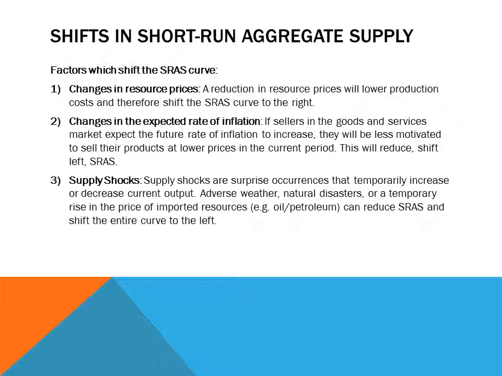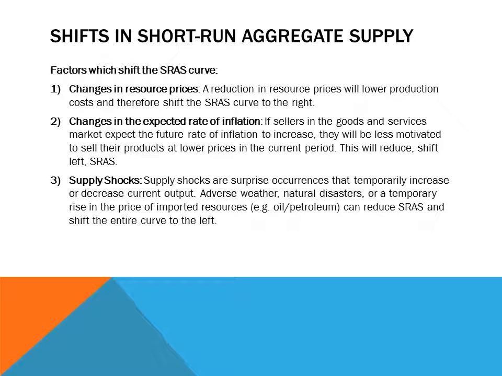That is, U.S. business firms will be able to produce more at every given price level of goods and services if their resource costs are lower. Secondly, we can have changes in the expected rate of inflation. If sellers in the goods and services market expect the future rate of inflation to increase, they will be less motivated to sell their products at the current lower prices. This will tend to reduce and shift left the short-run aggregate supply function.